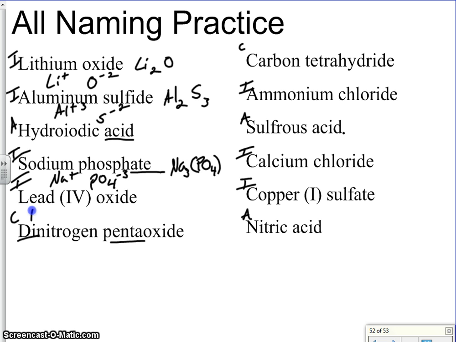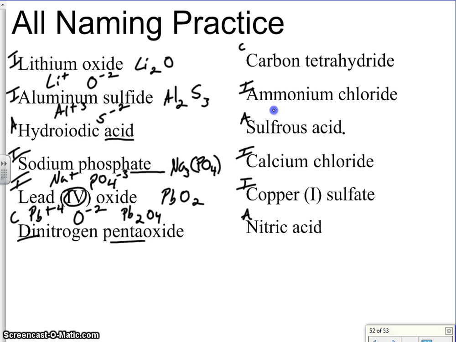Lead 4 oxide, we have Pb plus 4. Oxide O negative 2. Remember that these Roman numerals represent the charge of the transition metal. Cross and swap, and we originally get Pb2O4. Remember, these two numbers simplify into just PbO2.